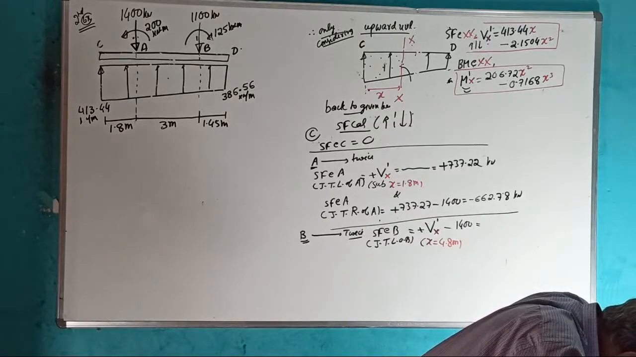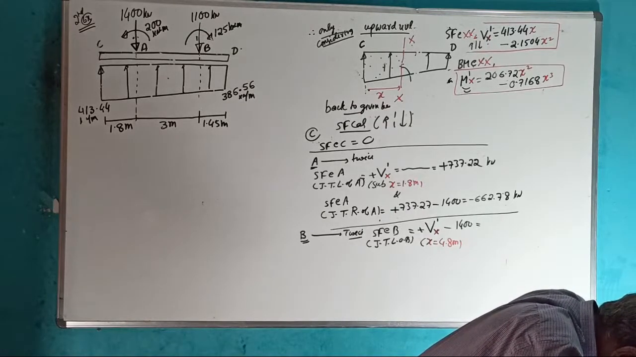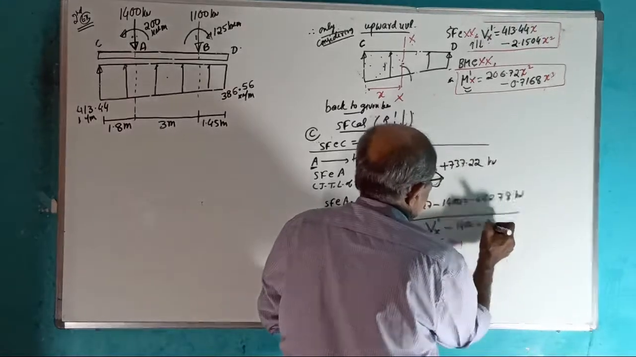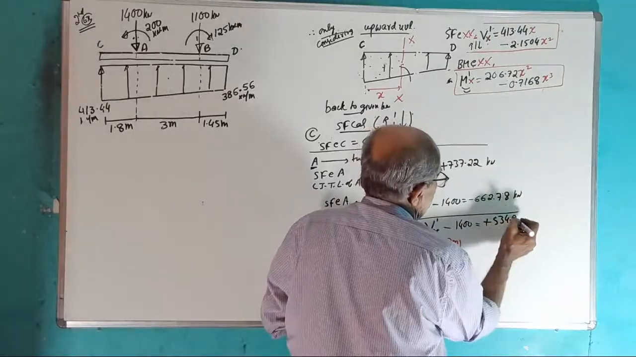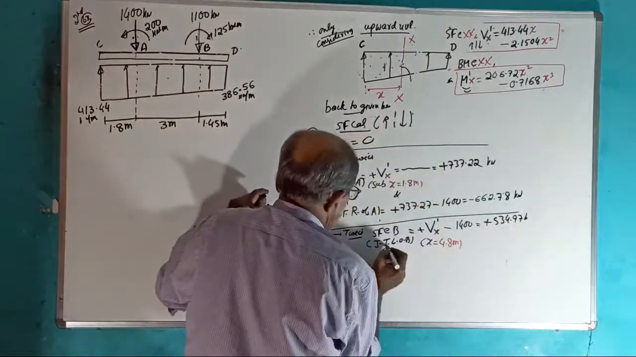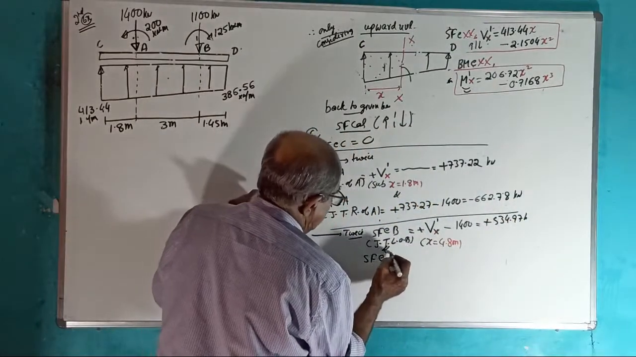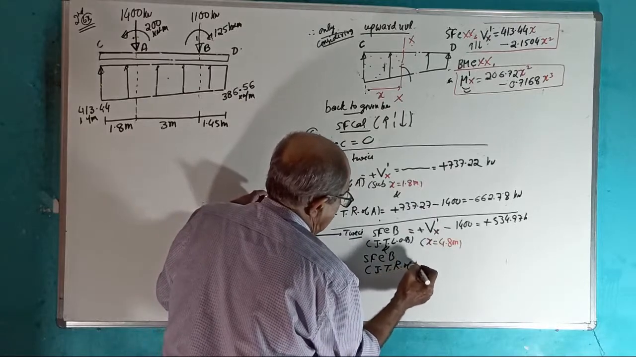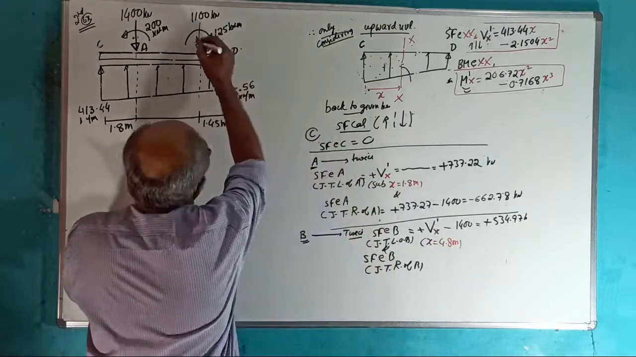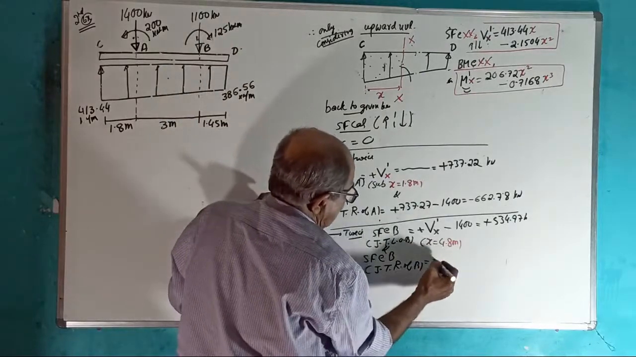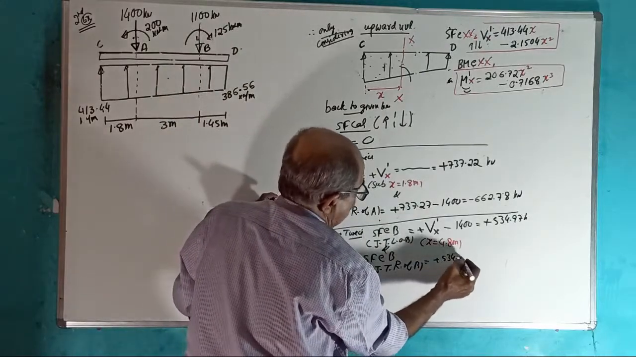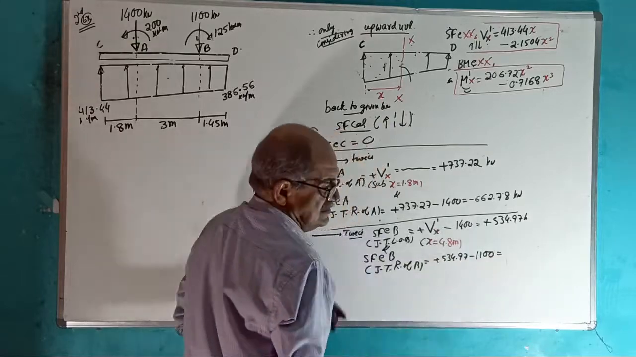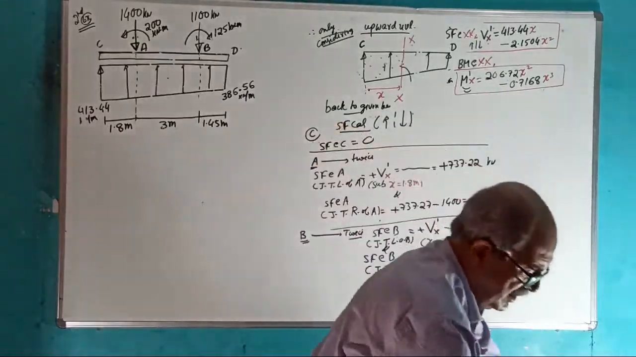Plus 534.97. Okay. Plus 534.97 kilonewton, and shear force at B just to right of B equal to whatever you got just to left, that is plus 534.97 minus 1100. Answer minus 1100.